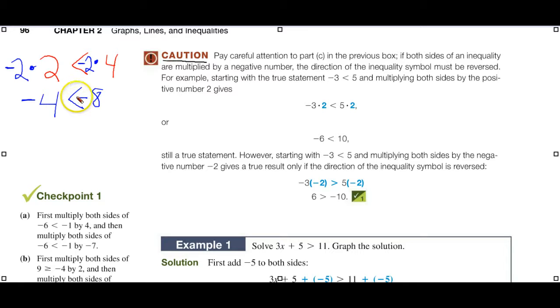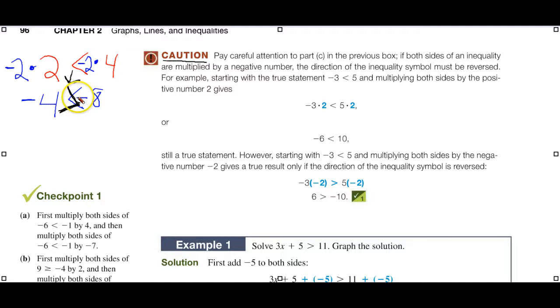So we have the rule that whenever we multiply or divide an inequality by a negative, to make it a true statement, we have to reverse the direction of our inequality sign to keep it true. When we multiply or divide by a negative, we have to reverse the sign of the inequality to keep it true.